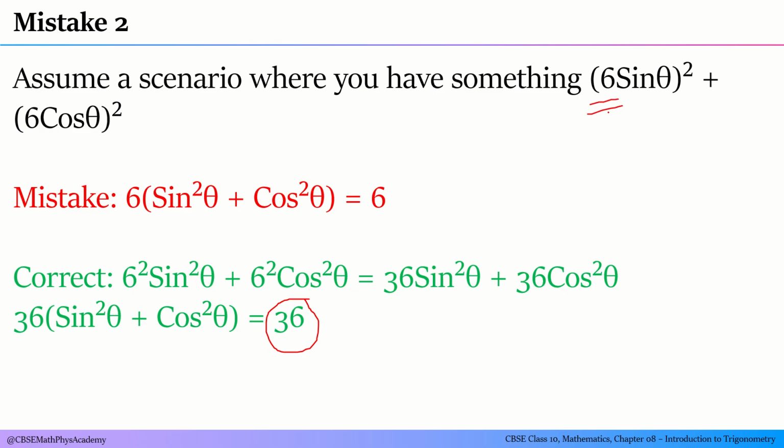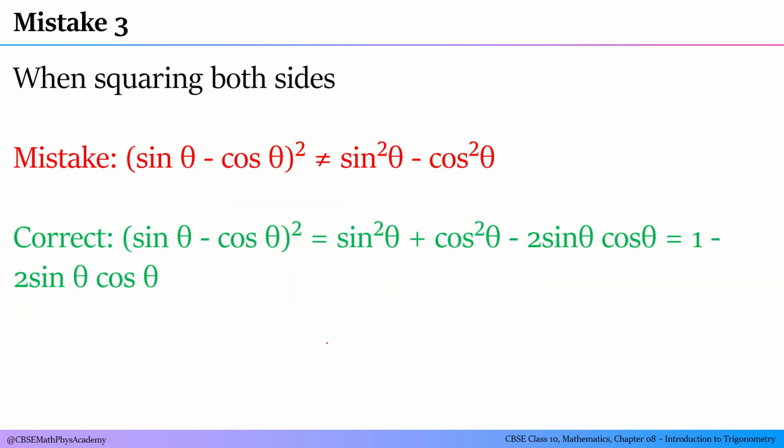Most interestingly, in a multiple choice question, you'll have 6 as an option and you'll also have 36 as an option. You may be tempted to choose 6 as the answer. No, you should have squared the 6 and the answer should be 36.